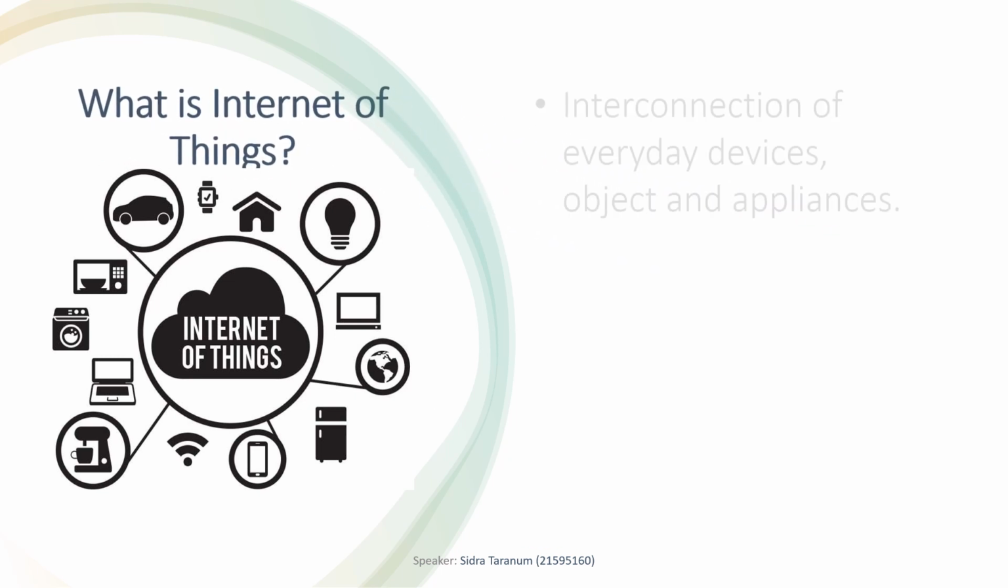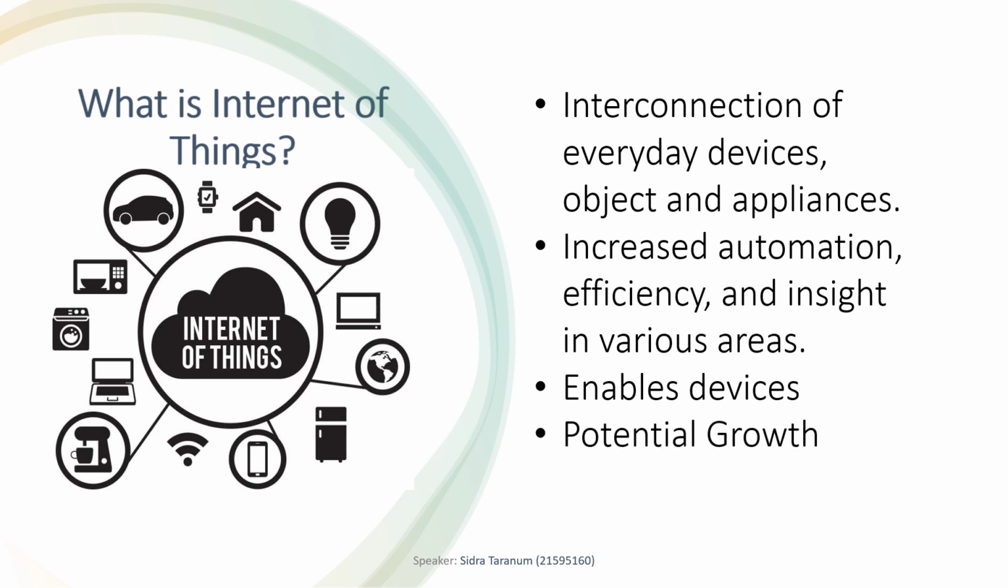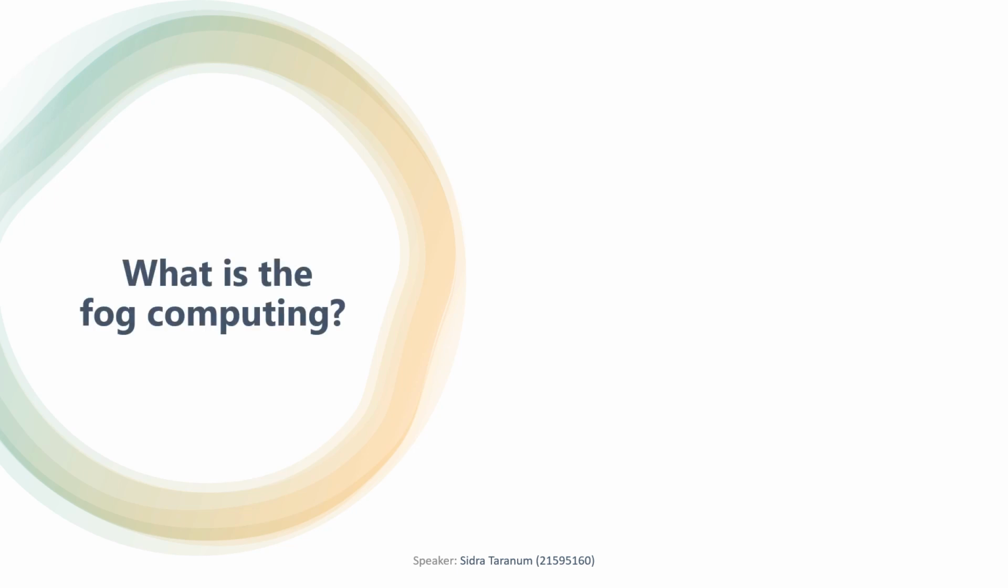First of all, I would like to introduce what IoT actually means. IoT is a network of connected devices that facilitates communication between devices and the cloud, as well as between the devices themselves. The IoT refers to the interconnection of everyday devices, objects, and appliances through the internet. This basically allows for increased automation, efficiency, and insight in various areas such as smart homes, healthcare, transportation, and industrial applications.